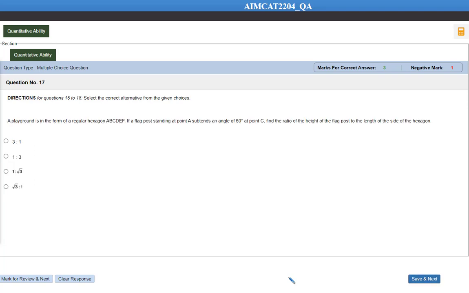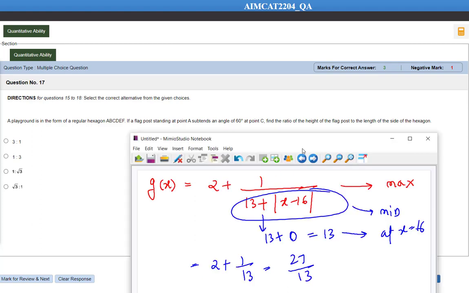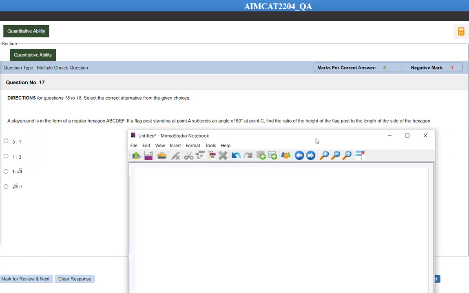After this, question number 17. A playground is in the form of regular hexagon ABCDEF. A flag post standing at point A subtends an angle of 60 degrees at point C. We need to find the ratio of the height of the flag post and the length of the side of the hexagon. If you have practiced in a better way, you must have come across this kind of question. So for me this is a familiar question, and for you it has to be a familiar question. Now, questions related to a flag staff in a polygon. ABCDEF is a hexagon. A flag post standing at point A subtends an angle of 60 degrees at point C.